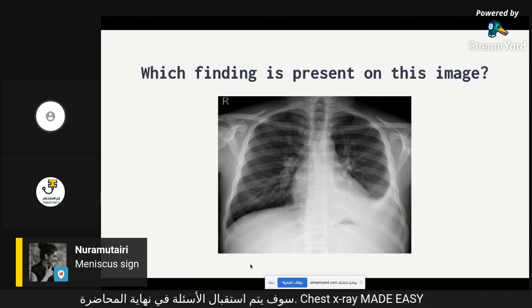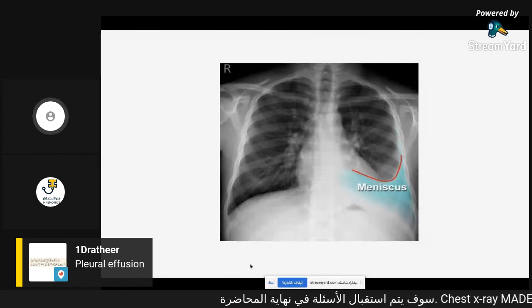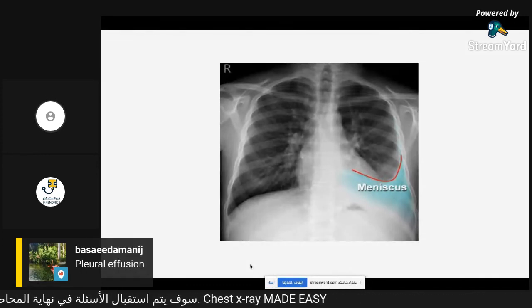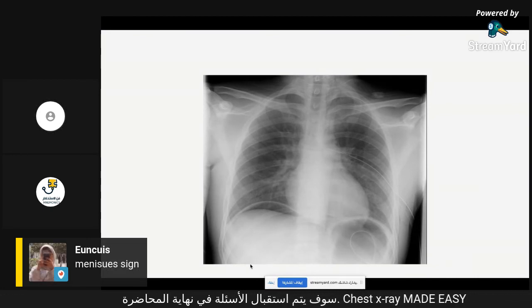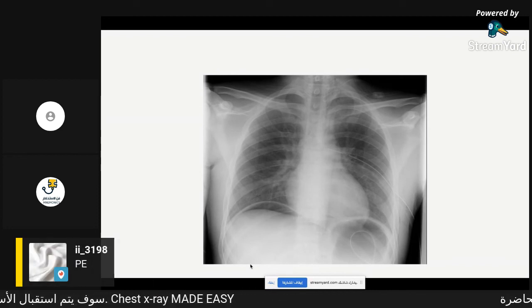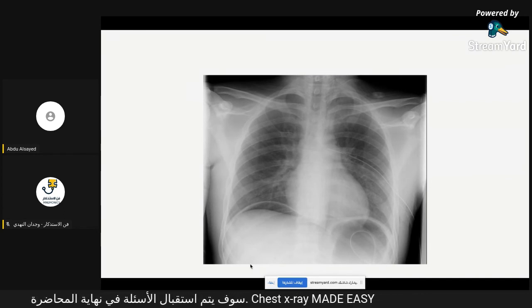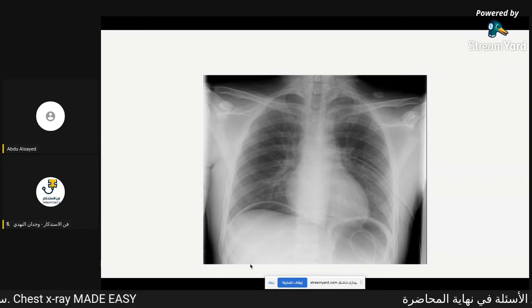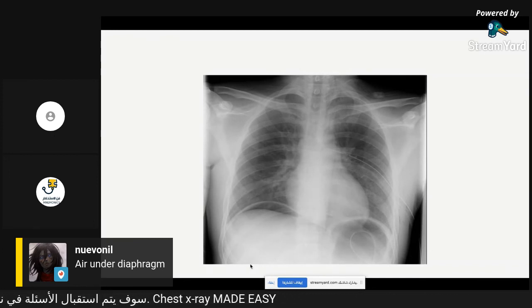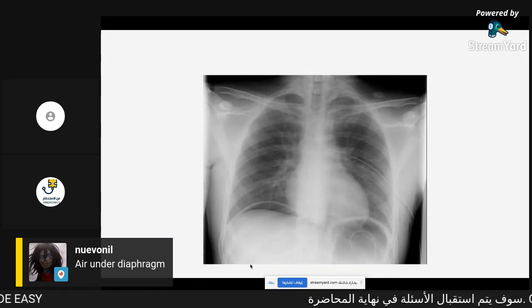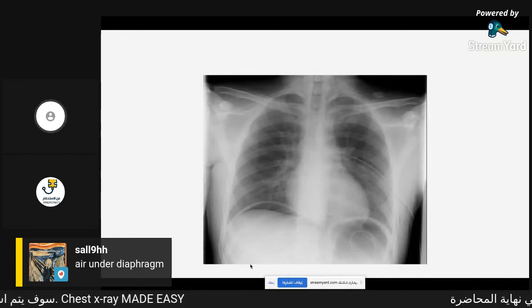What do we have on this chest X-ray? One of the comments says air under the diaphragm. Perfect. This is the chest X-ray of a patient who underwent splenectomy, and I brought this X-ray because the area under the diaphragm is a crucial, paramount area. We should comment on it. The chest X-ray is not only for the chest; it includes the area below the diaphragm, which is always a missed area.